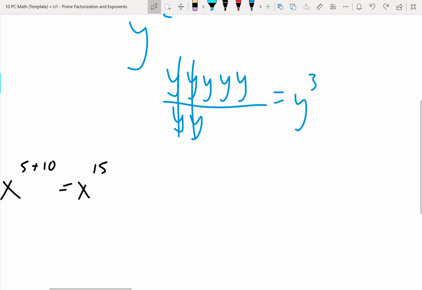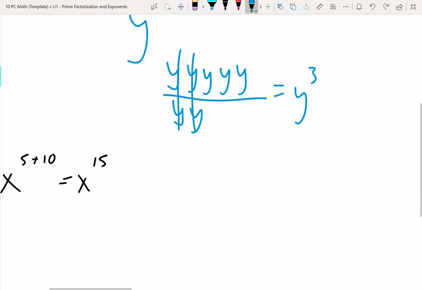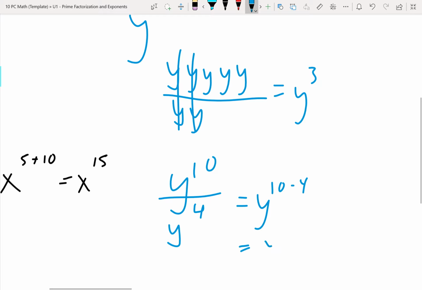So if we had a different question, maybe like y to the 10 divided by y to the 4, okay, you just do 10 minus 4. So this would be y to the 10 minus 4. You don't have to write that if you don't want to, but you can. Y to the 6. That's the answer.